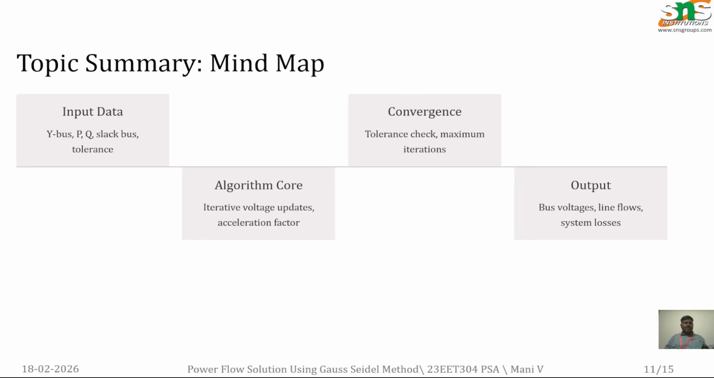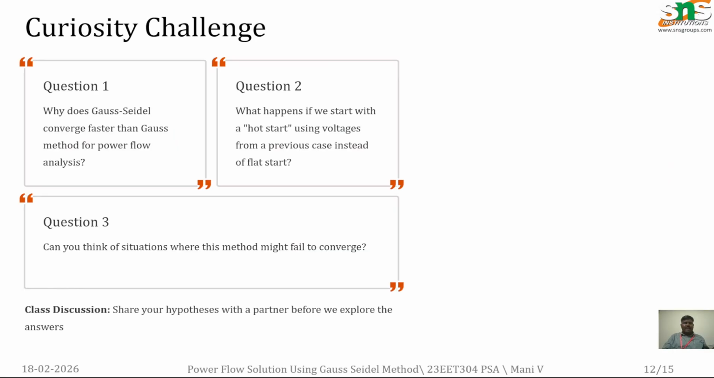So this is a topic summary using the mind map. Here we have to read out all the input data, like the admittance matrix, PQ values, slack bus or generator bus, and the tolerance level. Based on that, we have to develop the algorithm. Here we go for the iterative voltage update with respect to the acceleration factor. And in the last step, we have to check the convergence, whether it is within the limit or not. Based on that, we can get the output, like the bus voltage, line flow, system losses, etc.